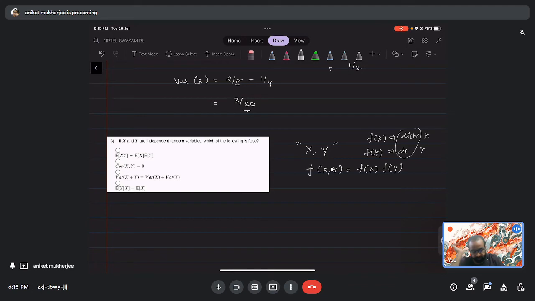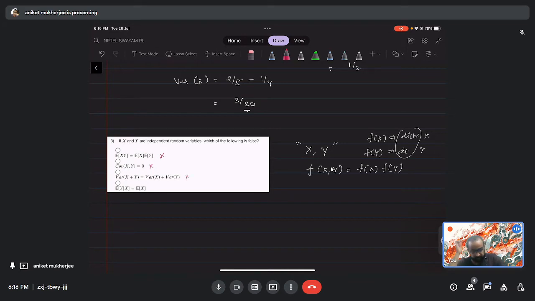So that's fine. Let's check the options now. The first option, the expectation factorizes. Since the PDF factorizes, the expectation also factorizes. The question asks which of the following is false, so this is not my option. Next, since they are independent, the covariance of x and y also goes to 0. That is also true, so this is also not false. And you can check that the variance of x plus y gives you variance of x plus variance of y, so this is not false either.